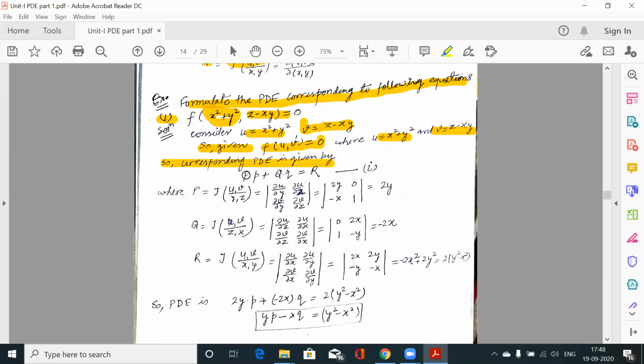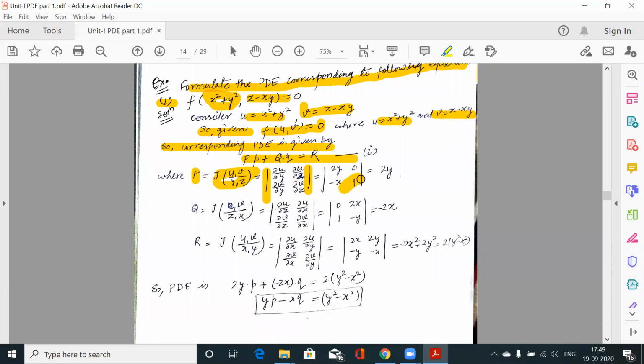Corresponding PDE is given by capital P p plus capital Q q is equal to R, where P is Jacobian of UV with respect to YZ, that is determinant of del U over del Y, del U over del Z, del V over del Y, del V over del Z. Now we have U and V, so we can differentiate U with respect to Y and Z, and V with respect to Y and Z. So del U over del Y means 2Y, del U over del Z means 0, del V over del Y is minus X, and del V over del Z is 1. So we have substituted these values, and after calculating this determinant, we are getting 2y as the value of P.